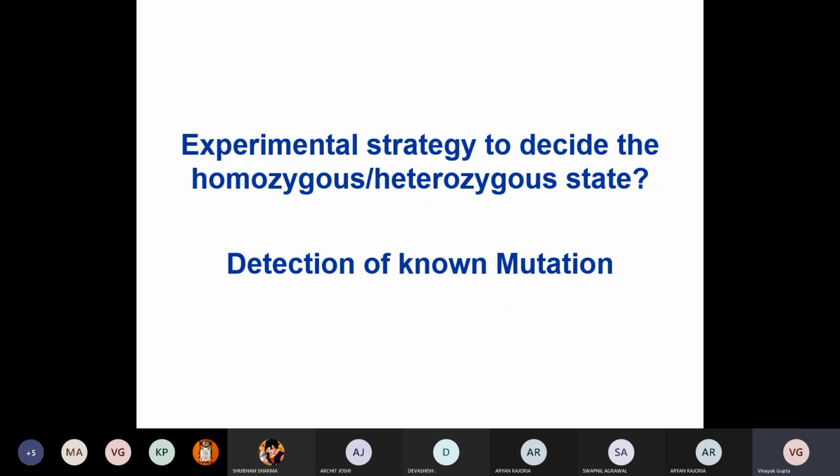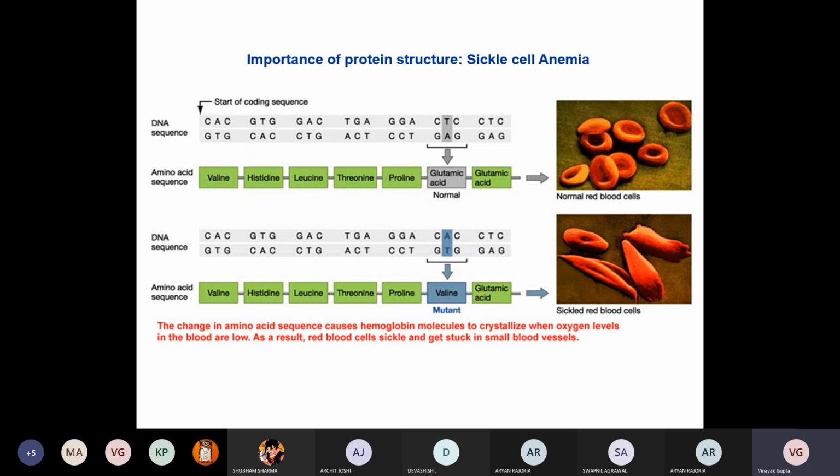Beta thalassemia is basically a blood disorder which generally occurs due to a mutation in the gene which is coding for hemoglobin protein. I can cite another example of sickle cell anemia.